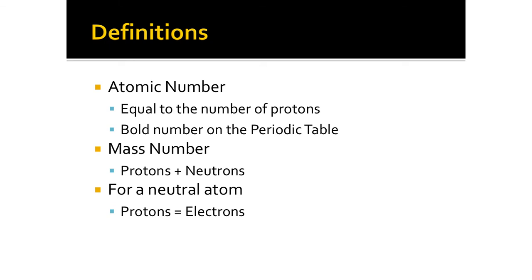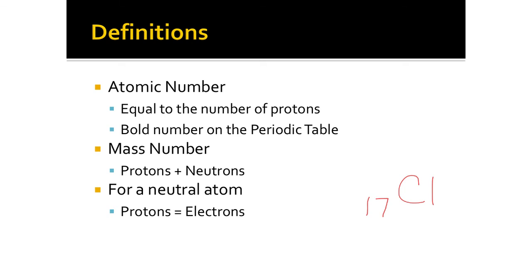All right, so you want to have your periodic tables handy. So if we take a look at our periodic table, let's say we have chlorine, so Cl, and the atomic number is the bold number in the lower left-hand corner. So atomic number for chlorine is 17, therefore chlorine has 17 protons.